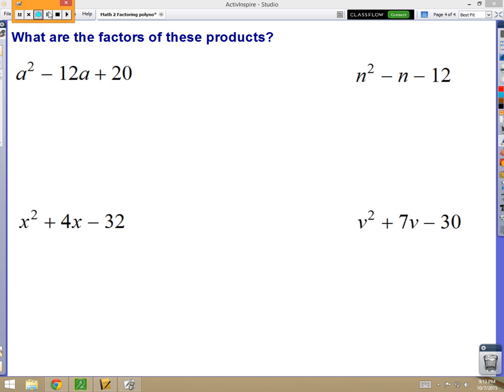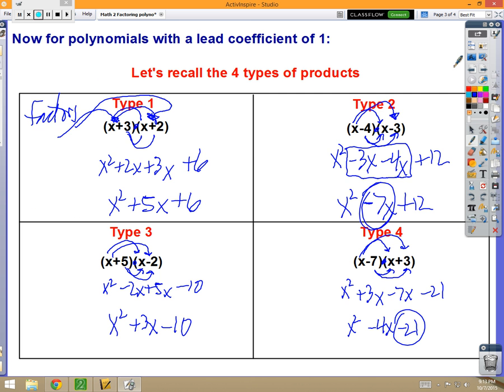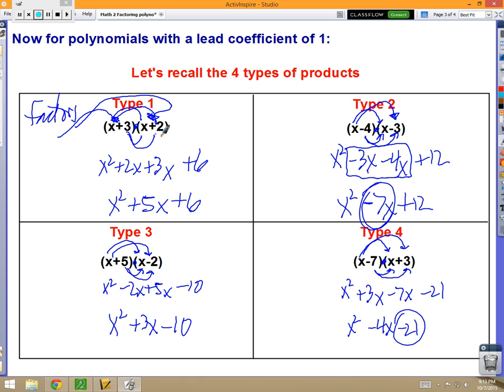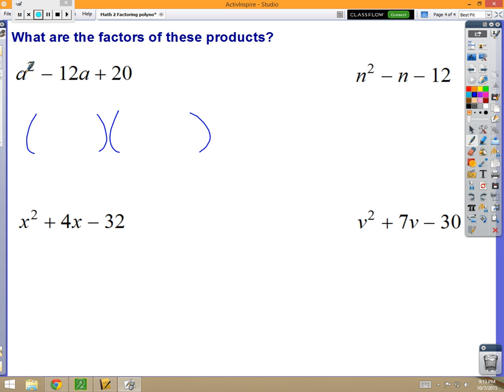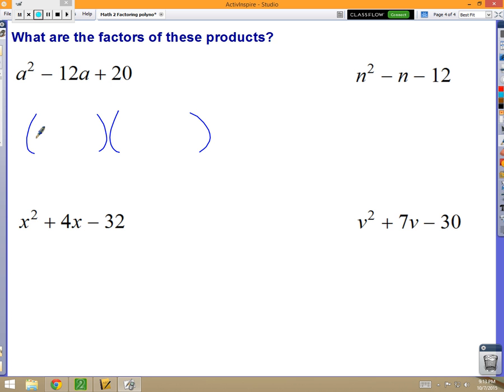Now, here we go. This is the product. You got to come up with 2 factors that multiply and give you this product. So, it is going to be just like these factors right here. You've got to give me these two factors. So it's going to be a binomial times a binomial. And here we go. How do you get a squared? Well, you just do a and a.